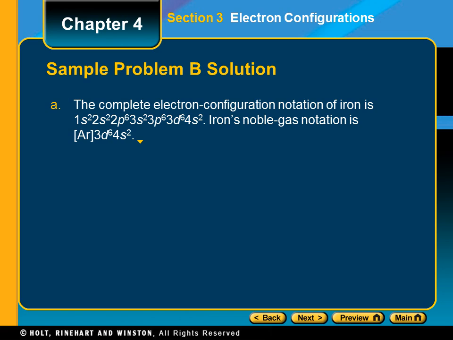Alright, so the complete electron configuration notation of iron is 1s2, 2s2, 2p6, 3s2, 3p6, 3d6, 4s2. Noble gas notation is 3d6 4s2. Note, wherever the last 8 electrons are is what you use to show the noble gas notation.